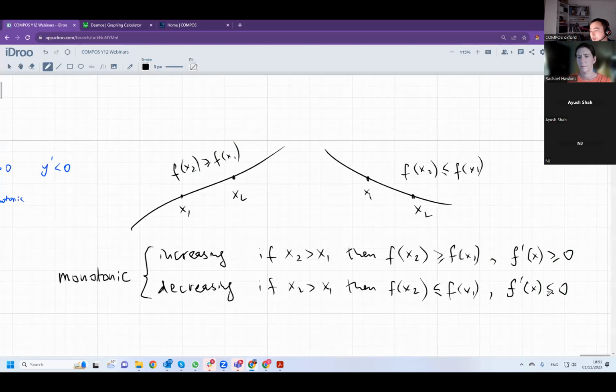Is y equals 0 monotonic? Well, according to this definition, yes. But then we just need to make a better definition.